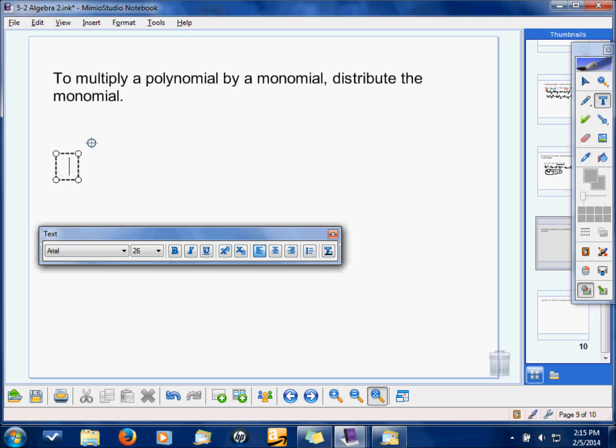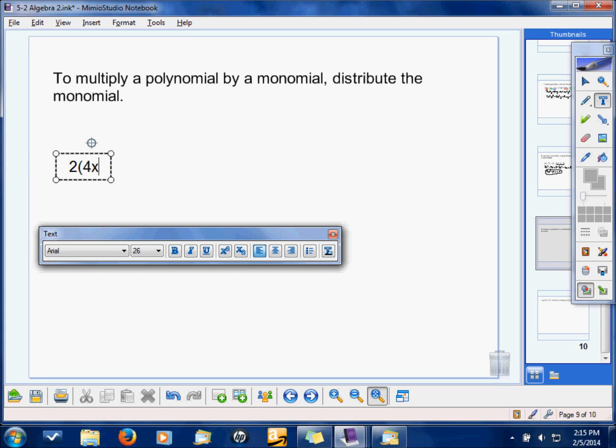So let's take something really simple. A simple monomial like 2. A monomial, remember, can be just a single number. You put the monomial right next to the parentheses, that means times, so 2 times that.